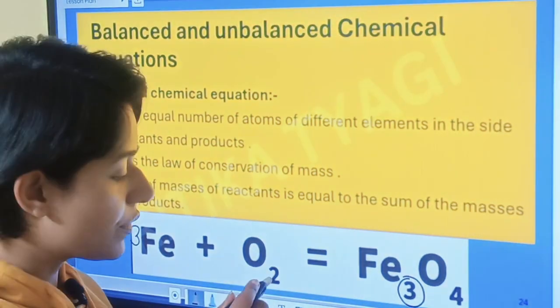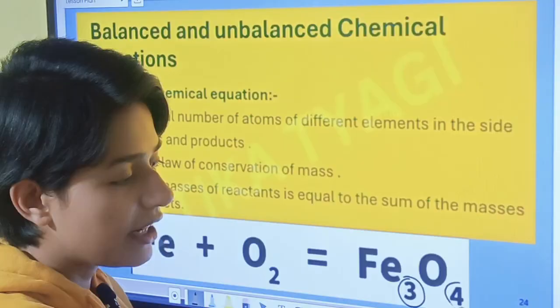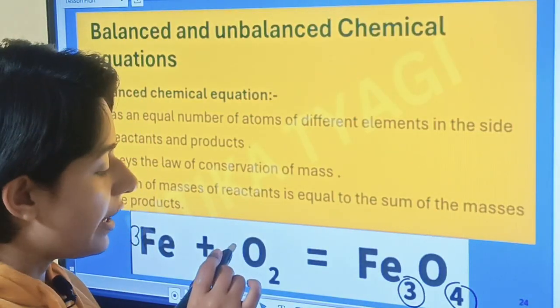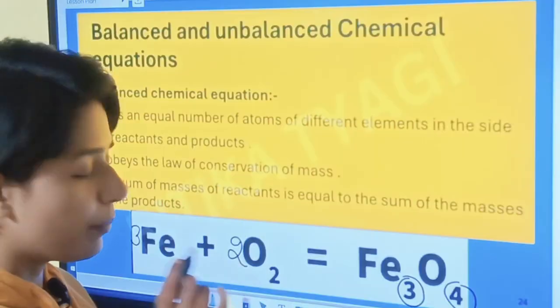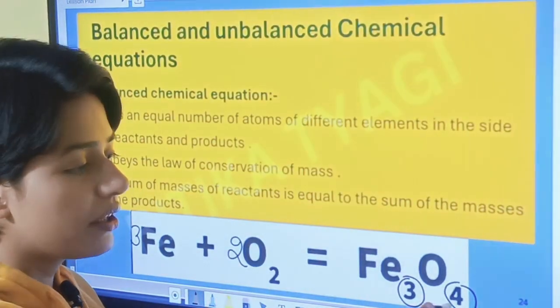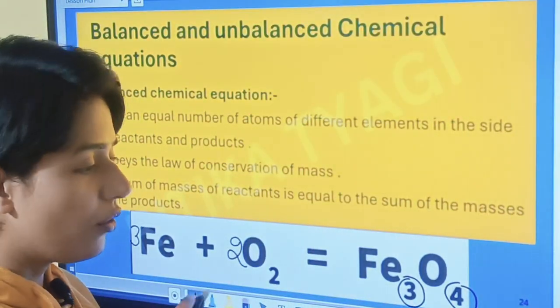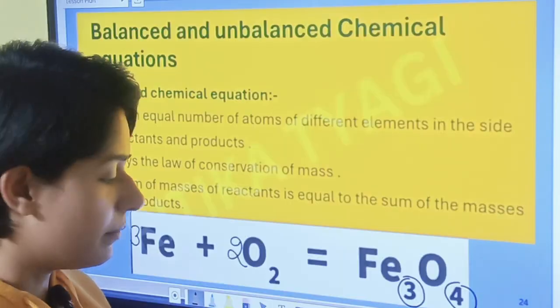On the reactant side, oxygen atoms are 2 and on the product side, oxygen atoms are 4. So we have to multiply the oxygen on the reactant side by 2. That is 2 times 2, which is 4, and on the product side it is also 4. Now it is a balanced chemical equation.